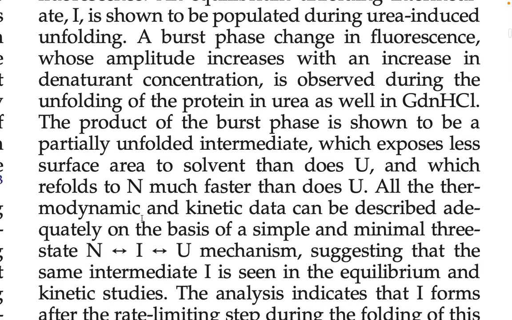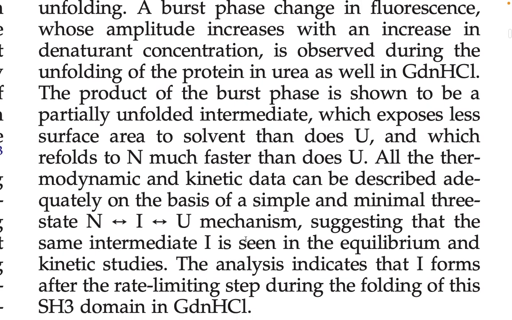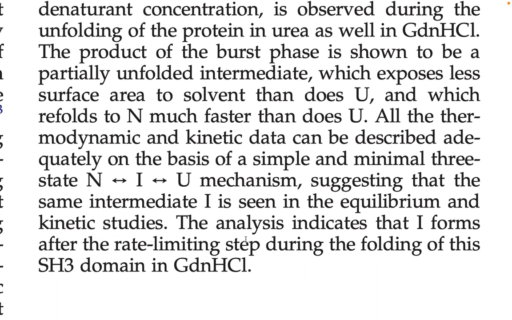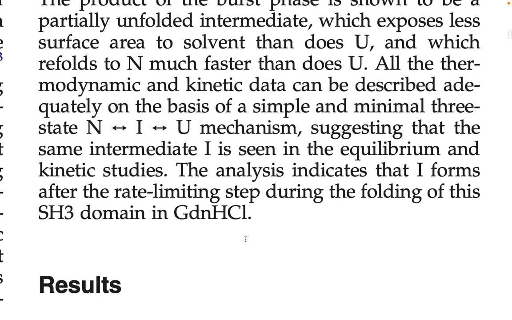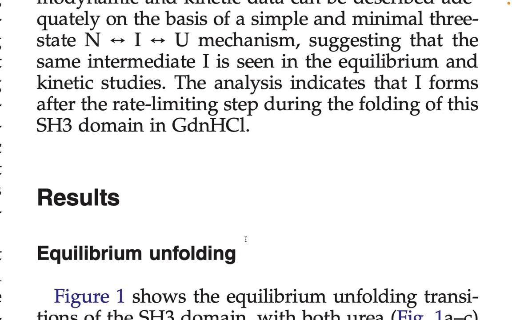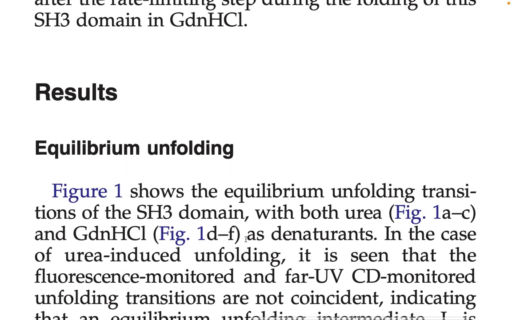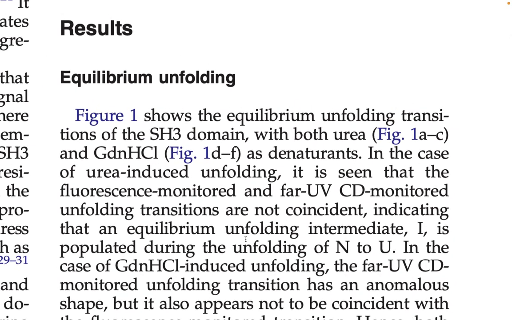Now, the product of the burst phase is shown to be a partially unfolded intermediate which exposes less surface area to solvent than does U and which refolds to N much faster than does U. So, all the thermodynamic and kinetic data can be described adequately on the basis of a simple minimal 3-state N to I to U mechanism, suggesting that the same intermediate I is seen in the equilibrium and kinetic studies. The analysis indicates that I forms after the rate-limiting step during the folding of this SH3 domain in guanidinium hydrochloride.